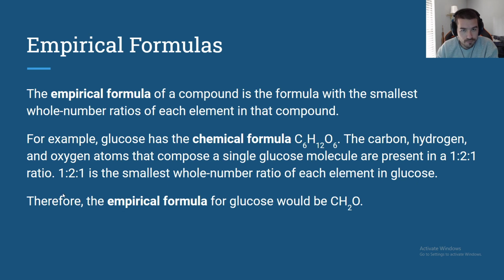Okay? Therefore, the empirical formula, so not the chemical formula, all right? Empirical and chemical formulas are distinct and different things. The empirical formula for glucose would be this, CH2O, right? 1 to 2 to 1. All right, that is what an empirical formula is. So once again, it is the smallest whole number ratios for each element in the compound. Okay, empirical formulas and chemical formulas are distinct and different ideas. Okay, the chemical formula is what the compound actually is. Empirical formulas just give you information on the ratios of elements in the compound.